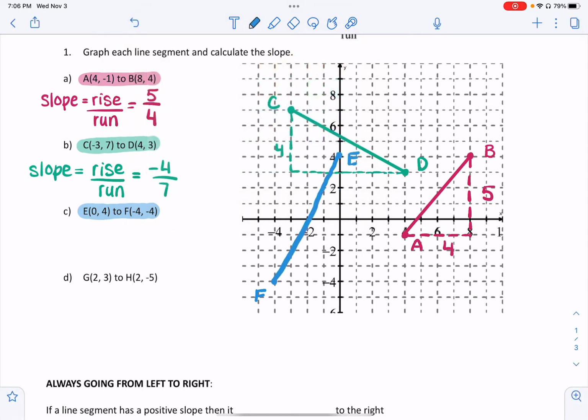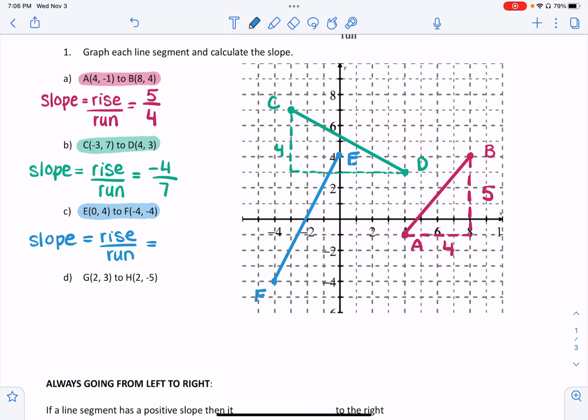Now you'll notice it's going up to the right. So my points are continuously getting bigger. So that means that this is a positive slope. So let's calculate our slope. So slope is equal to rise over run.